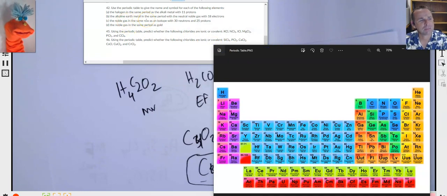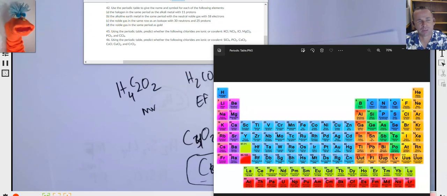Okay, that's fun. The alkaline earth metal. What column is that? Second column. Alkaline earth metal in the same period with the noble gas with 18. So 18 is argon, so they're talking about the alkaline earth metal, so that's magnesium. You do this one, Fred.